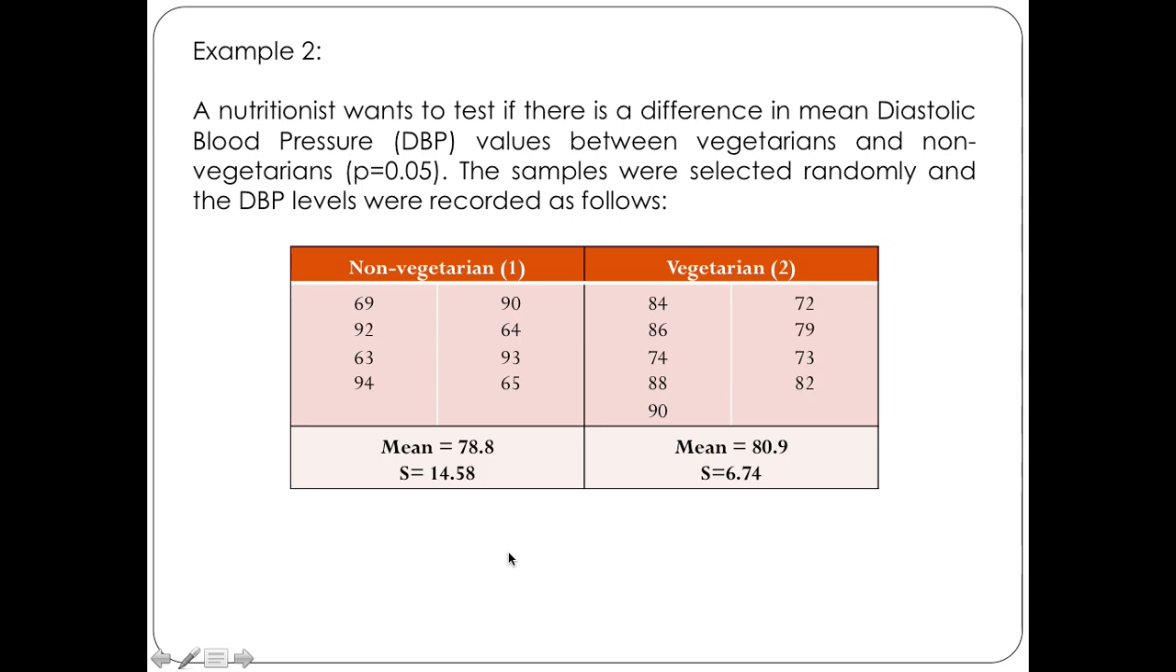So for this example, is it a directional question or is it non-directional? Is there a direction that you can see over here?